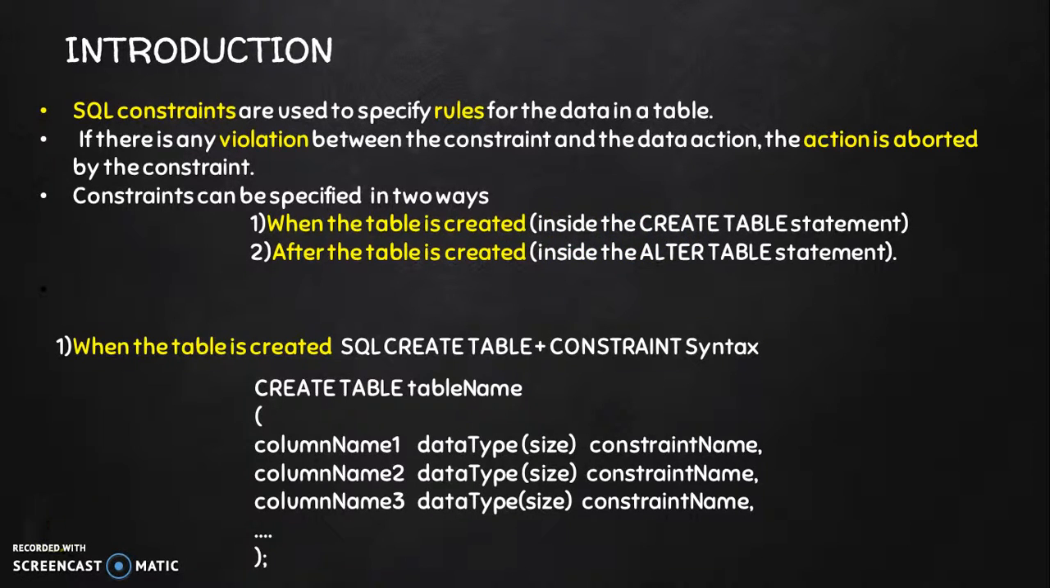So let us see the first way of mentioning the constraints to the database table. First of all, we have to create a table: create table name along with the column names and their respective data types, followed by the constraint name. Each and every attribute along with its data type should be followed by the different types of constraints.